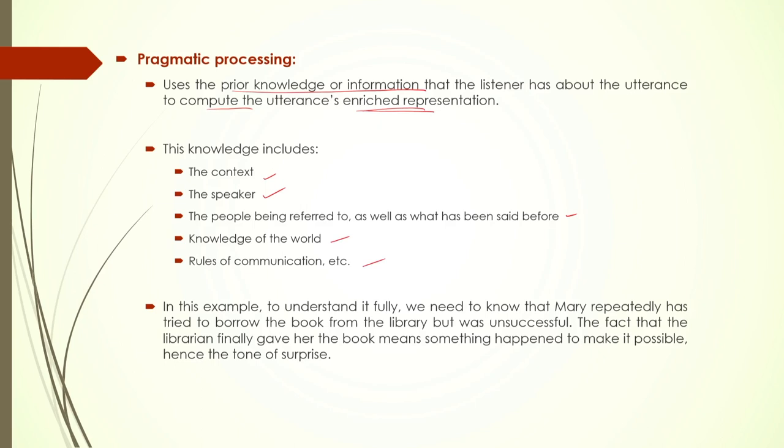In order to understand this particular sentence fully, we need to know that Mary has repeatedly tried to borrow the book from the library, however, she was not given the book, she was unsuccessful, and that the librarian finally gave the book means something happened to make it possible.